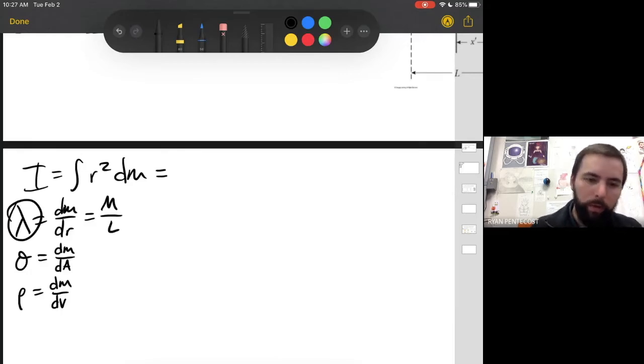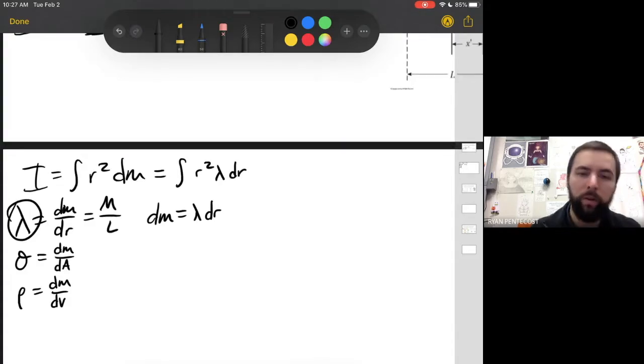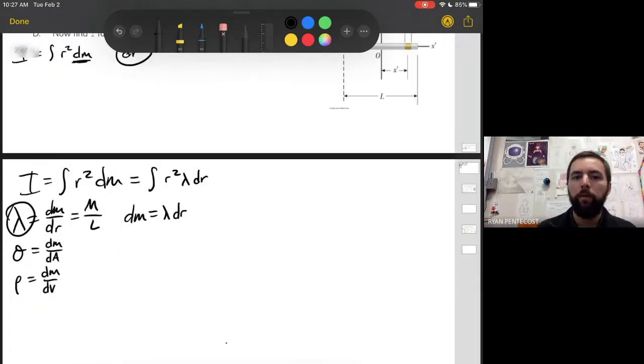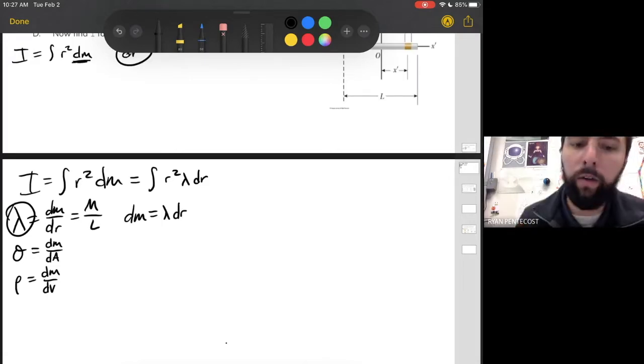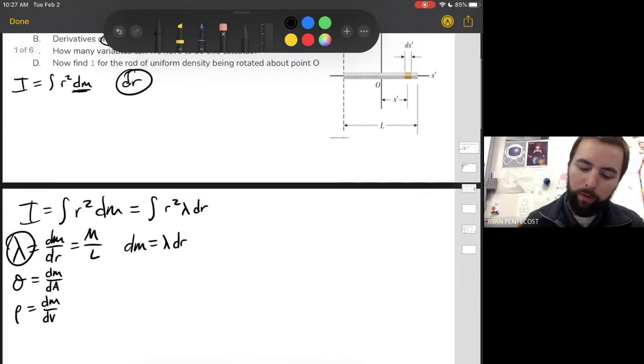So we will start by substituting for dm, using this equation, dm equals lambda dr. So we will say that the integral of r squared lambda dr is our next step. Now we also need bounds. These integrals don't give a value if you don't have a bound. It will just give you a general function to find your answer. So let's give it bounds.